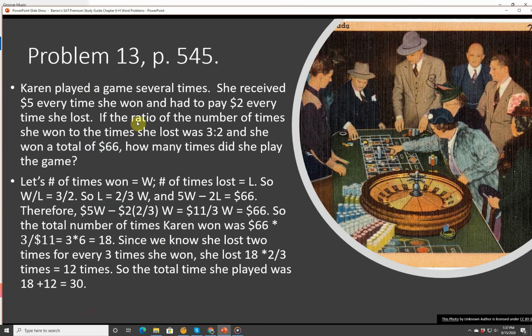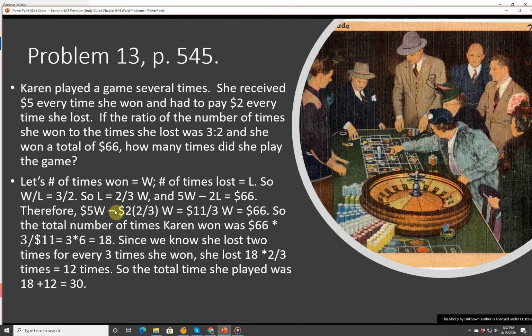But anyway, if the ratio of the number of times she won to the number of times she lost was 3 to 2, and she won a total of $66, how many times did she play the game? So let's have the number of times won equal to W, the number of times lost equal to L. So W over L is equal to 3 over 2, and L is equal to 2/3 of W, and 5W minus 2L, because it's $5 per win and you lose $2 per loss, is equal to $66.